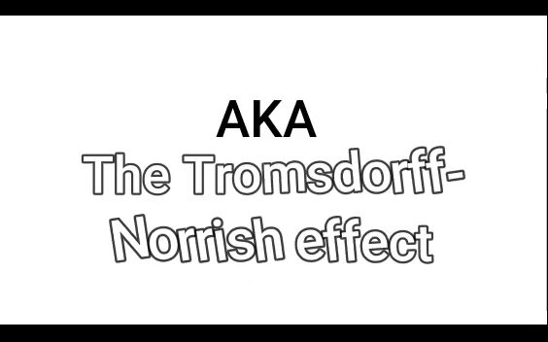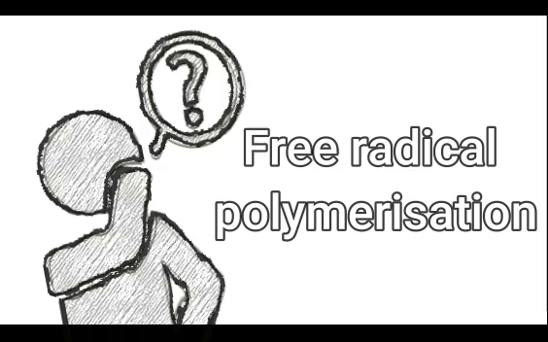In this video, I'm going to talk about the gel effect, also known as the Trommsdorff-Norrish effect. To understand this effect, we first need to briefly cover what free radical polymerization is. Free radical polymerization, like all radical reactions, can be divided into three distinct steps: initiation, propagation, and termination.